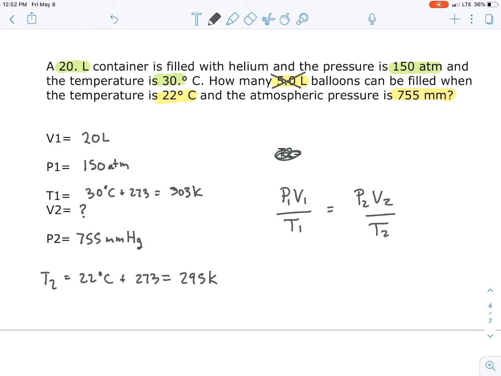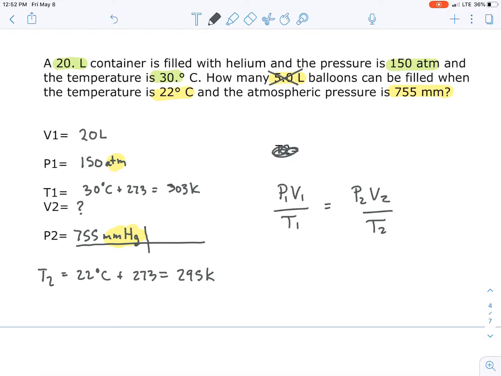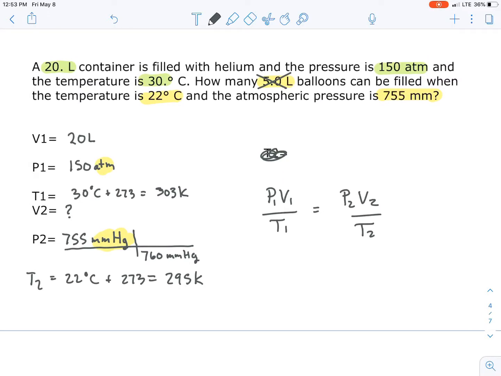All right, now here we have one issue that we have to take care of. We have to have consistent labels, and we have atmospheres and millimeters of mercury, so that's no good. We've got to change one of them. It doesn't matter which one you change. I'm just going to use a quick factor label table here, and I'm going to change this one only because I have more room to write here. So 760 millimeters of mercury is equal to 1 atmosphere. If you were going to change the other one, you would just flip it around label-wise.